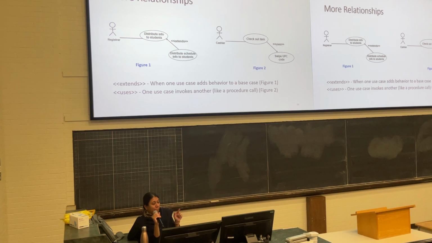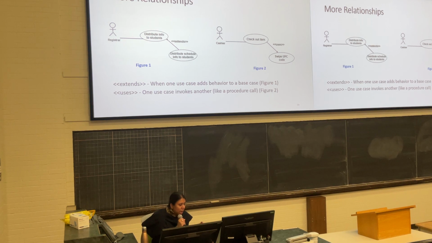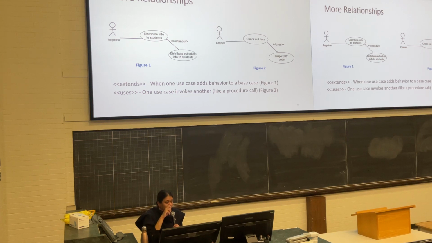If we look at this example, there is a registrar, and then there are two use cases: distributing information to students and distributing schedule information to students. More generally, I would say I'm distributing information to students. But to be more precise, I am distributing schedule information to students. In a similar way, you can extend your base use case to have multiple extension use cases. And look at the direction of the arrow. It's from the extension use case to the base use case.